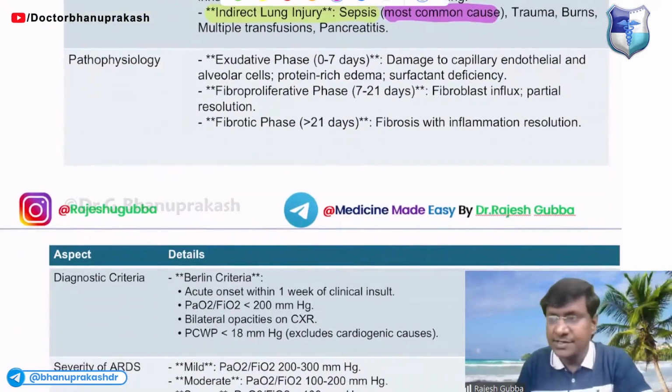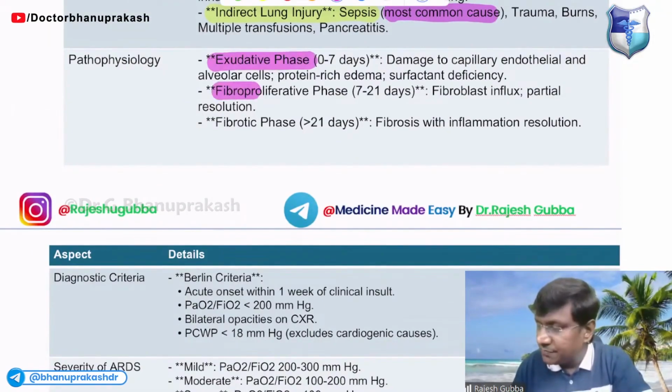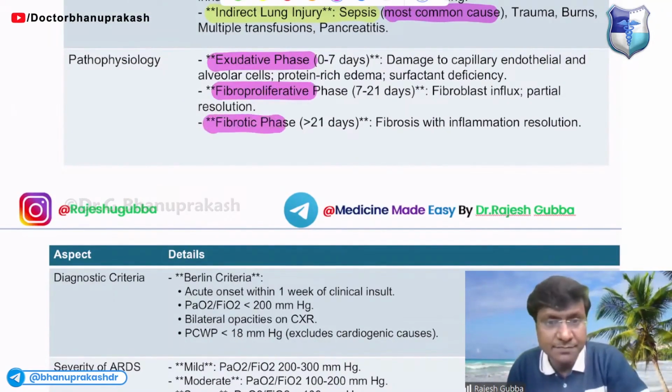Now, this particular ARDS occurs mainly in three phases. What are those three phases? Exudative phase, fibroproliferative phase, and fibrotic phase.